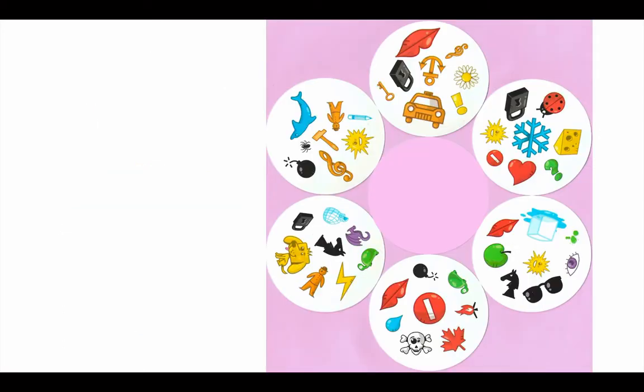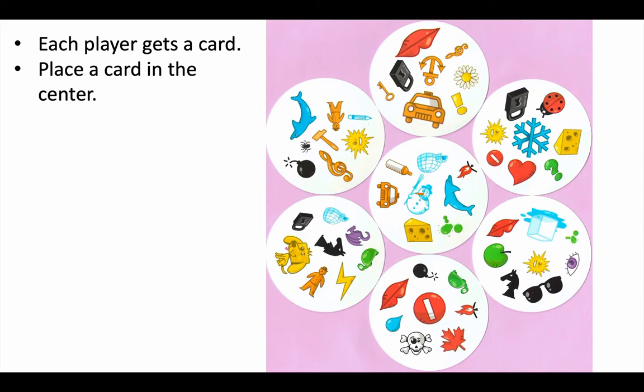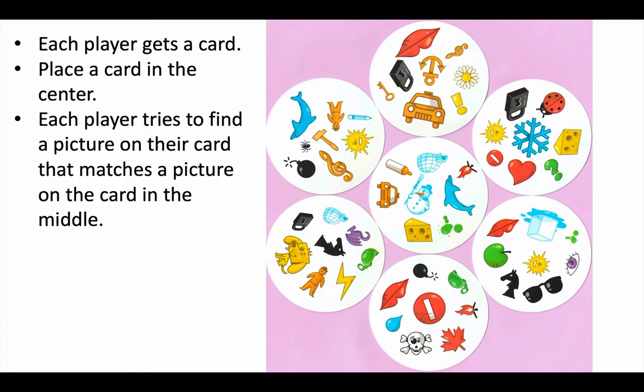How do we play Spot It? Well, there are several ways to play it, but one way is to give each player a card. Now here we have 6 players. Then we're going to take another card, place it face up in the center. And at this point, the players scramble to see which picture on their card matches the picture in the center.